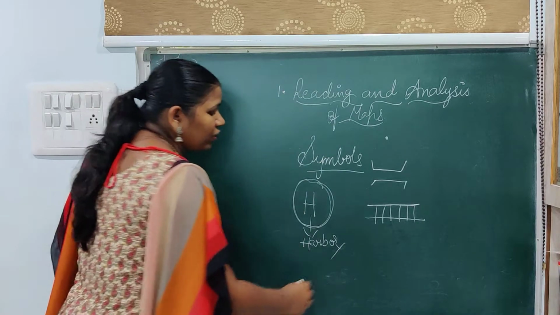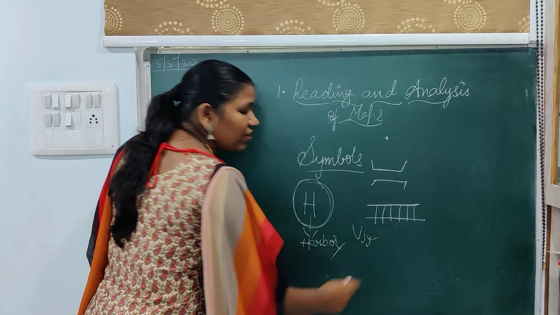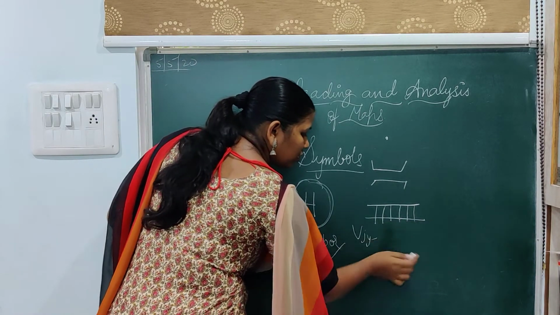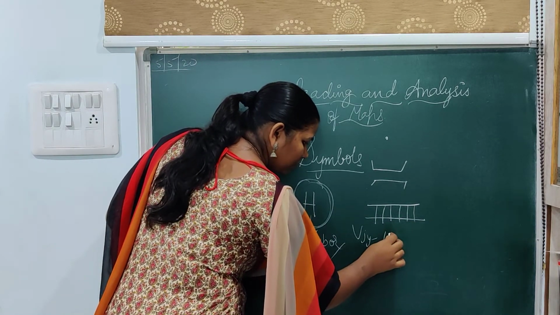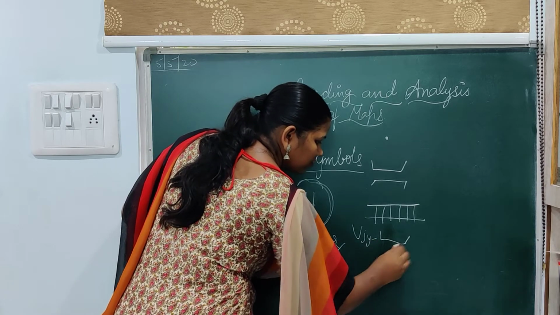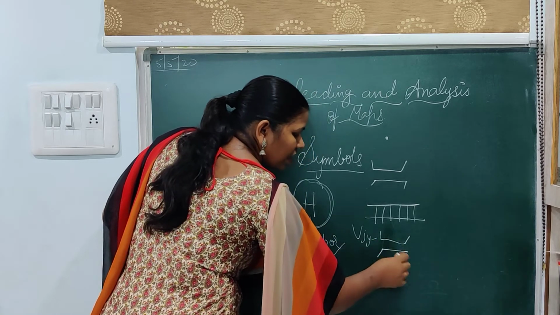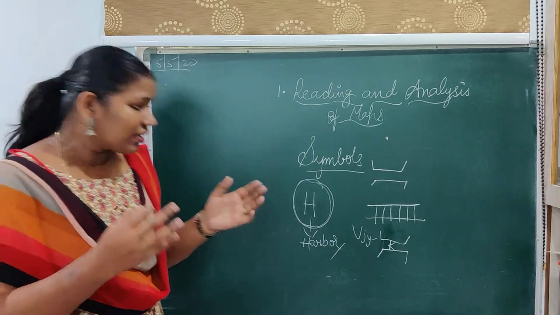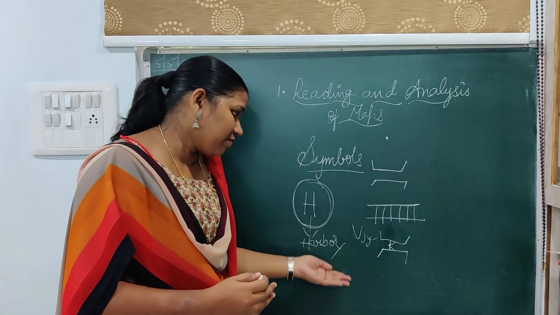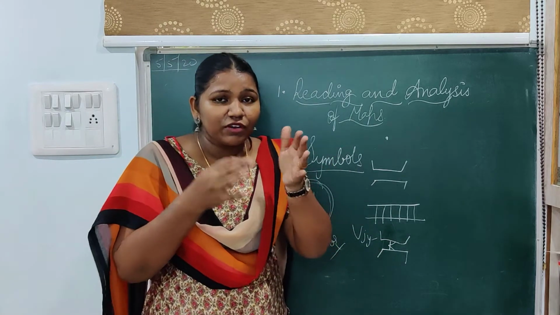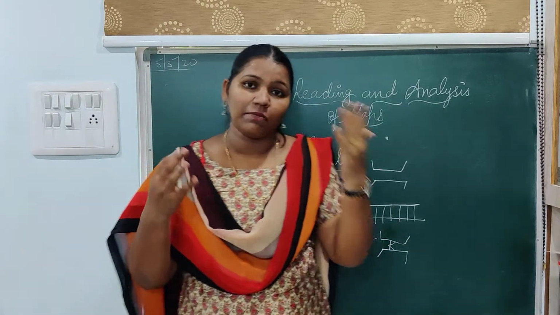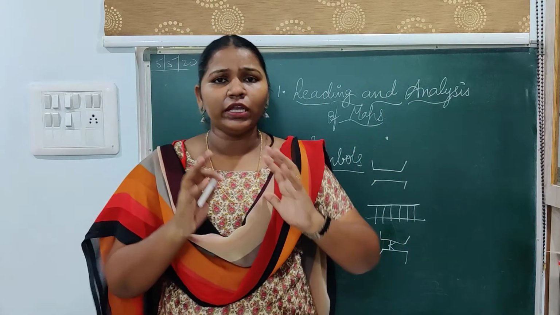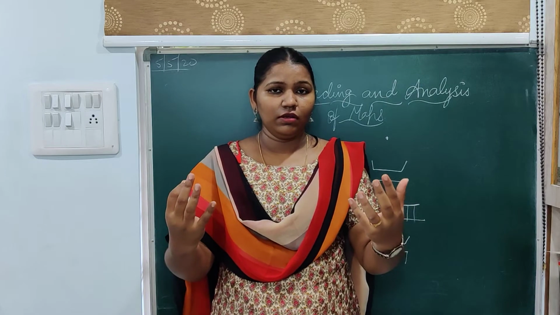Okay, and when you go to Vijayawada, there we have the Krishna bridge, right? So that Krishna bridge can be denoted with the bridge symbol, with a K written in the middle of that, okay? Like that, we have different symbols for different regions. But some symbols are commonly used all through the world, okay?